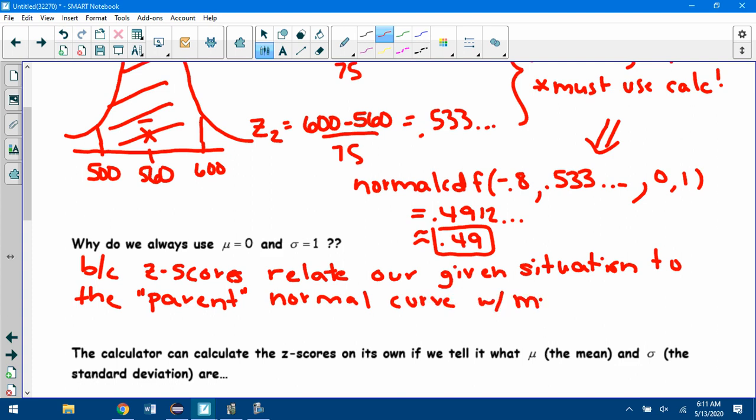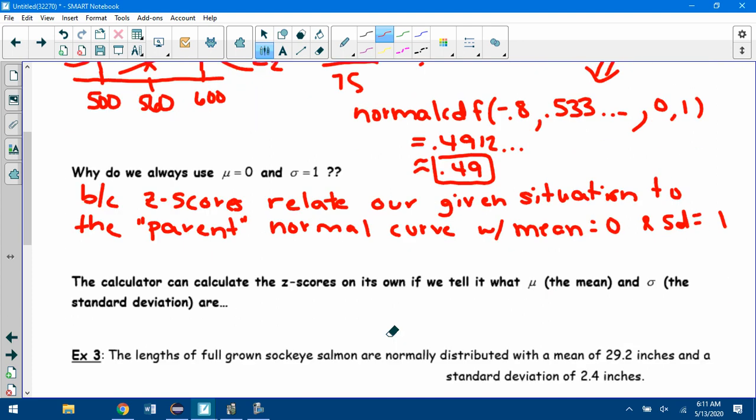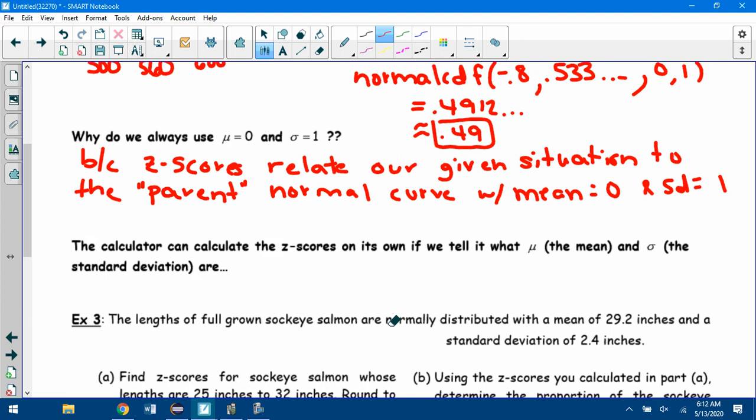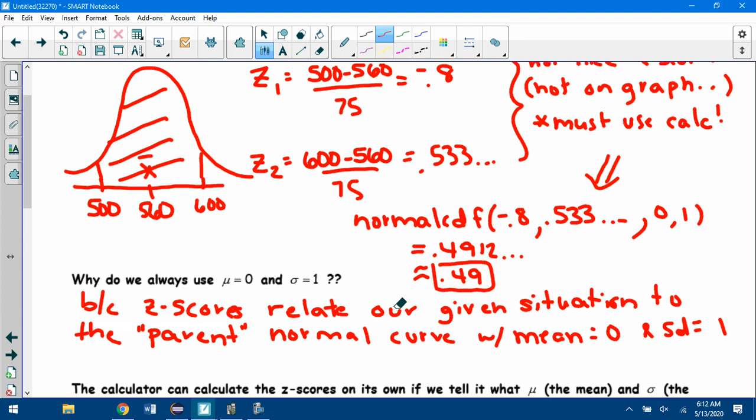With mean equals 0 and standard deviation of 1. So if I'm using z-scores, it's relating to the mean being 0 and the standard deviation being 1. But if the calculator is letting us enter in mean and standard deviation anyways, why do we even do that step? Well, from a teaching standpoint, the only reason I did that whole step was to show you how the calculator's normal CDF is related to the graph.